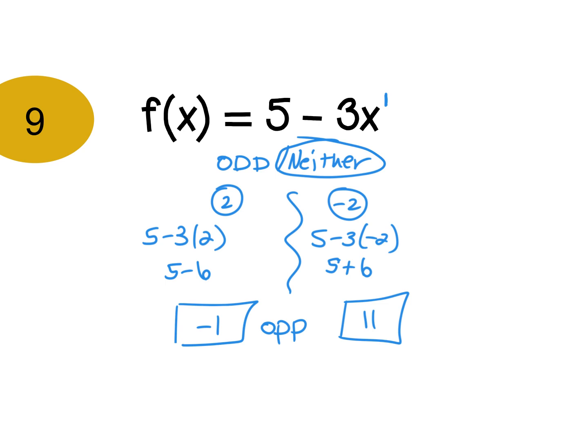If you think the function is even, because the highest exponent is an even number, you can evaluate using 2, negative 2, 3, negative 3, 4, negative 4. Your answers will be the same. If the highest exponent is odd, you can evaluate using 2, negative 2, 3, negative 3, 4, negative 4. Your answers will be exact opposites of each other. If neither of those things happen, it's neither.